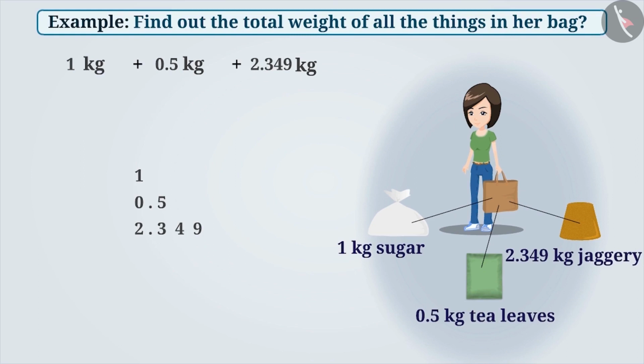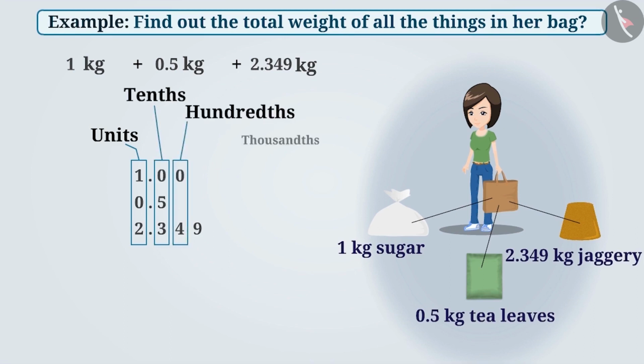As you can see, the digits in the units place, that is 1, 0 and 2, are one below the other in the same column. To make the number of digits equal after the decimal point in the first row, we will write 0 after the decimal point in the tenths place, 0 in the hundredths place, and one more 0 in the thousandths place. Similarly, in the second row after 0.5, we will write 0 in the hundredths and thousandths places. Now the number of digits after the decimal point are equal.